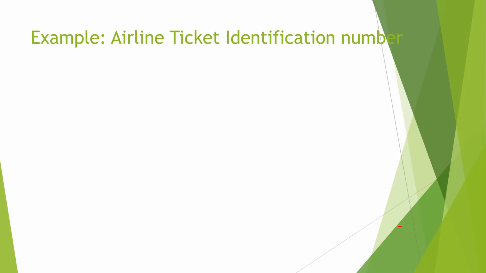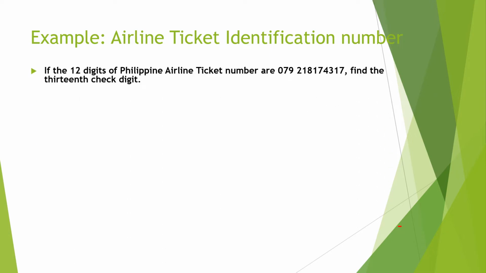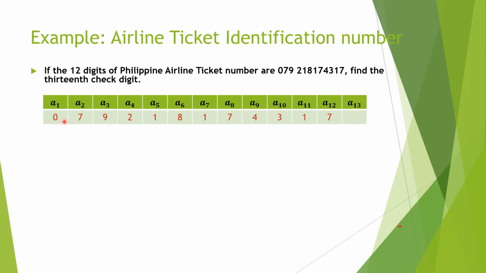Let's start with an example for the airline ticket identification number. If the 12 digits of a Philippine airline ticket number are 079-218-174317, find the 13th check digit. So first, we have to label all the digits from A sub 1 up to A sub 12, from 0 as our A sub 1 up to 7 as our A sub 12.